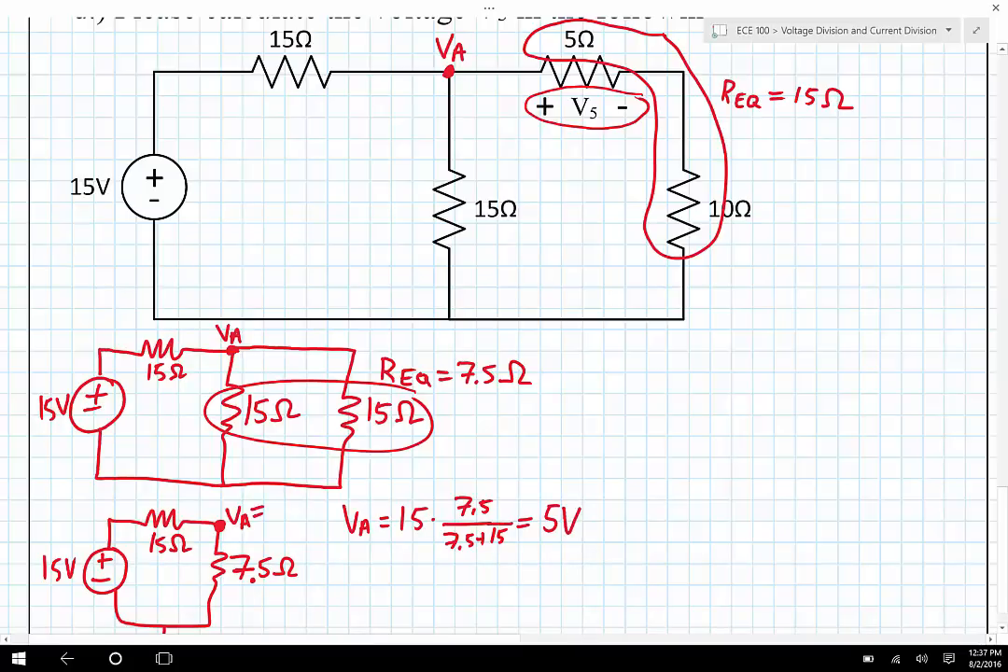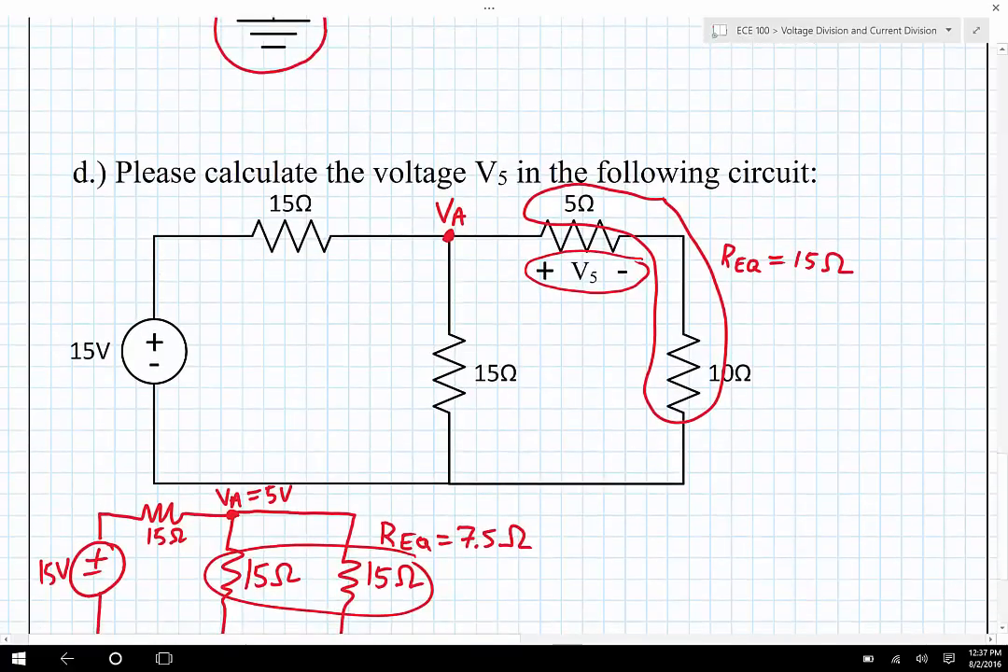So now we know that this is 5 volts. And we also know that this one is 5 volts. And most importantly, we know that this one is 5 volts. Because guess what? Now we have two resistors in series, the 5 ohm resistor and the 10 ohm resistor, and we know the total voltage that appears across both of them. That total voltage is 5 volts.